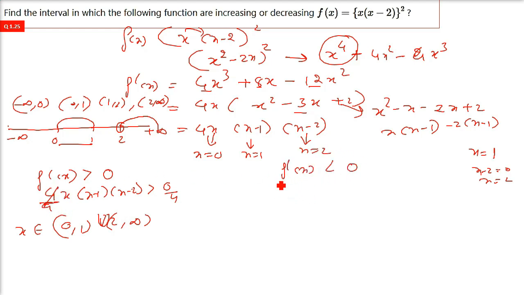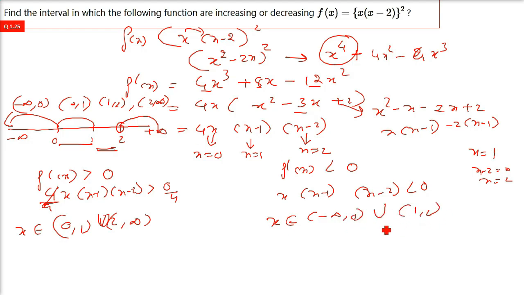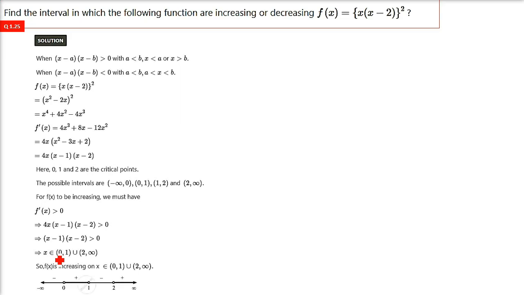How about f dash x less than 0? Same thing has to be done leftwise. That is, negative infinity to 0 has to be taken and 1 to 2 should be taken. This way you will get to know if you practice it more. Negative infinity on the left, and on the right you leave the first interval from the right, which goes to infinity. It's 1 to 2. So the leftmost interval and this 1 to 2. This is the answer, and this is how you're going to go about it.